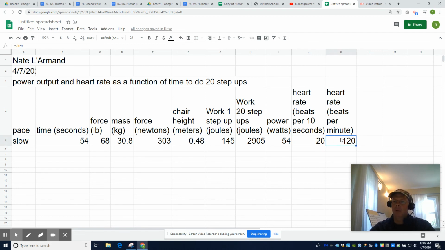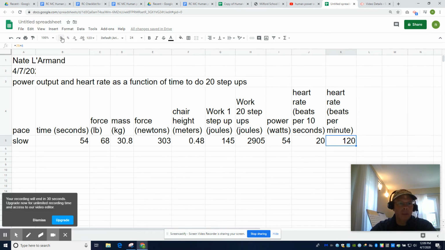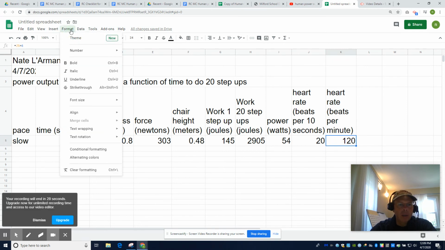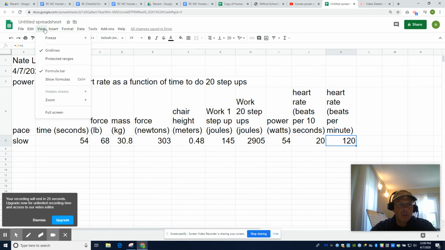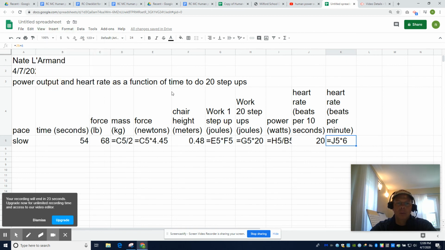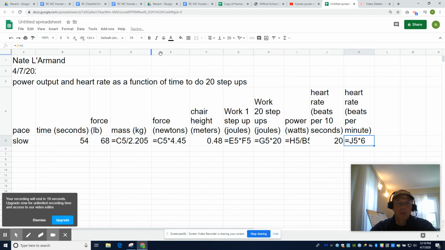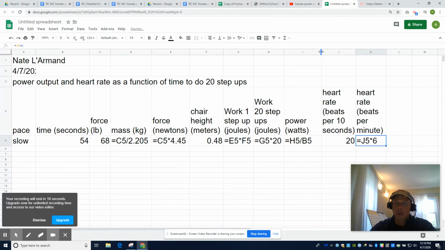All right, so there are all the calculated values. Oh, there's a way, hang on. Is it view? Show formulas. Right, so this is sometimes useful. Can you see all of these formulas? Yeah, let me stretch this out a little bit. So if you go to view and show formulas, it'll show you each one of these.